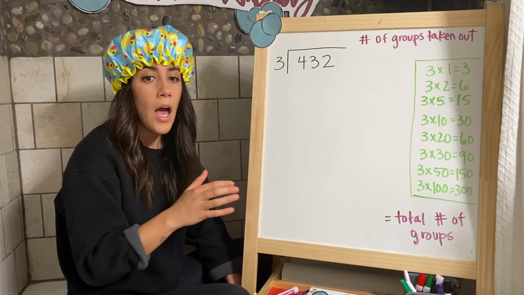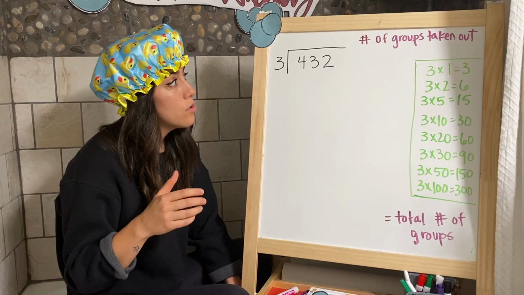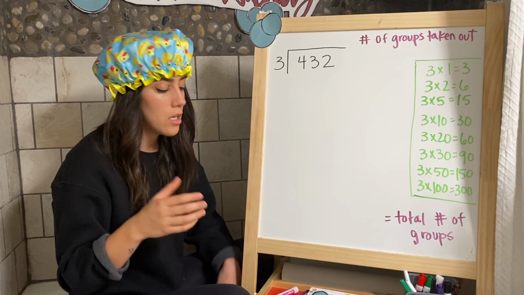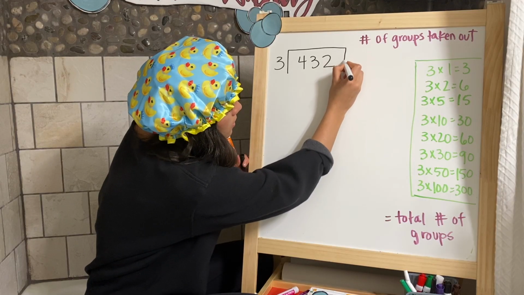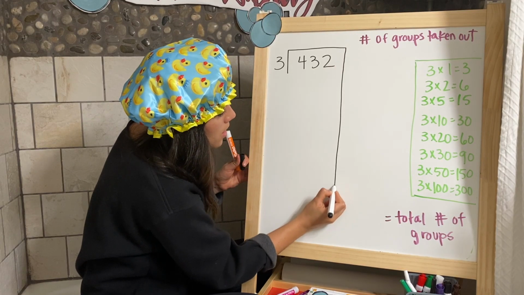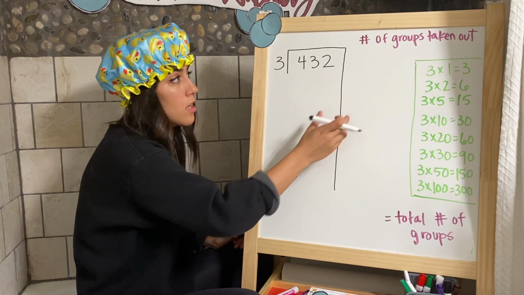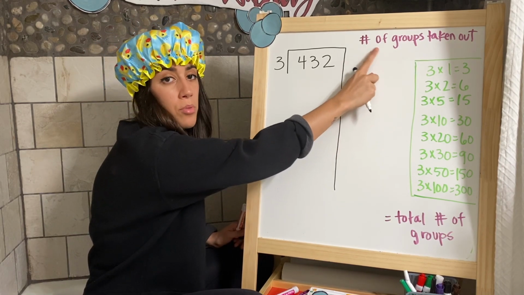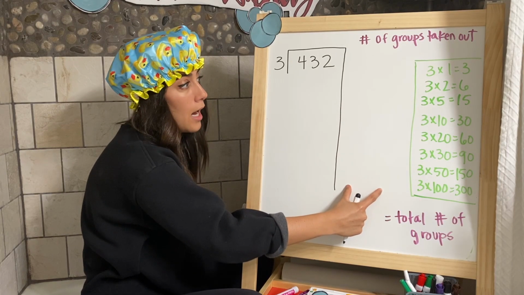But for this, I want to take out numbers of groups. So what does that mean? First thing I'm going to do is create just a long line here going down to make a barrier or a wall for my numbers. On this side, I'm going to have the number of groups taken out that are going to be going down this side.